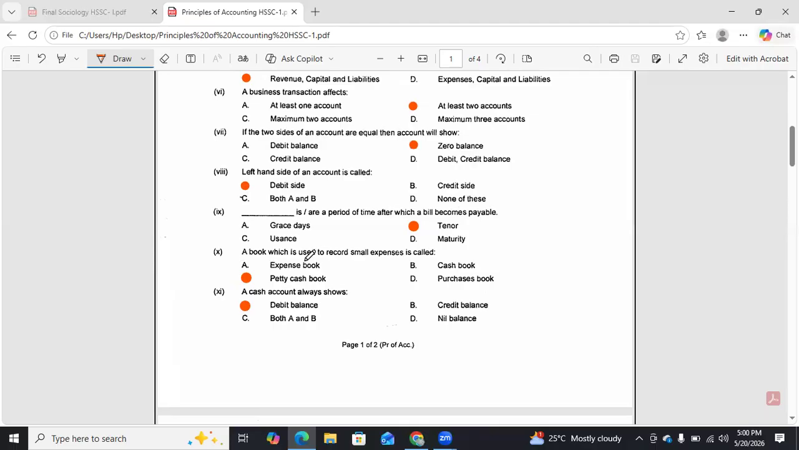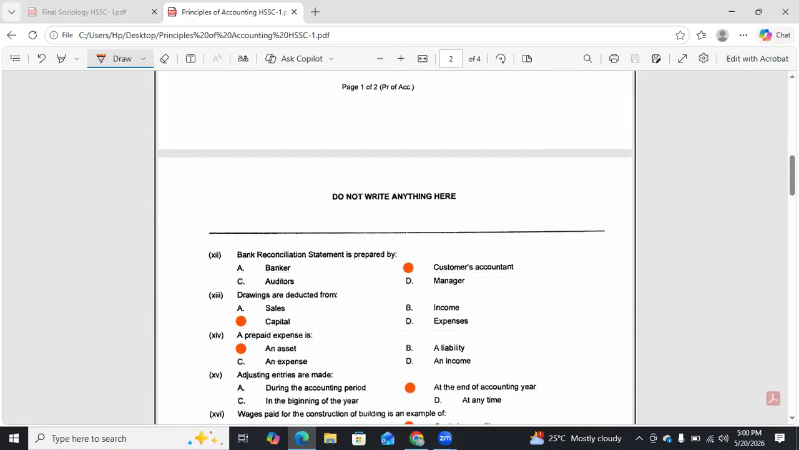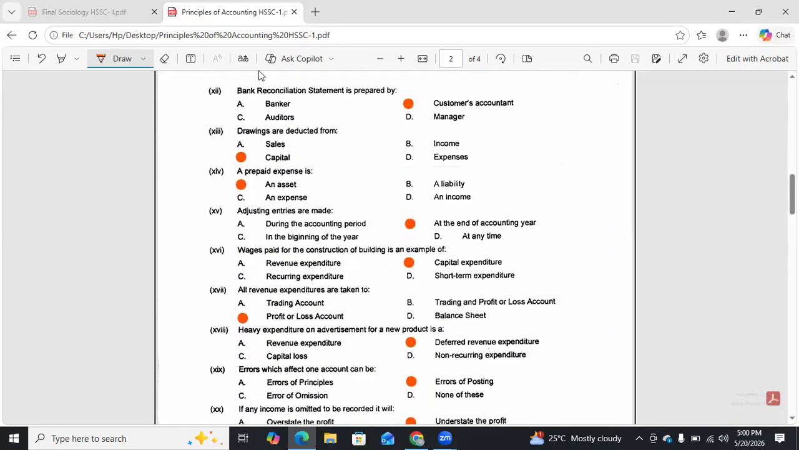A book which is used to record small expenses is called petty cash book. A cash account always shows debit balance. Bank reconciliation statement is prepared by the customer's accountant. Drawings are deducted from capital. A prepaid expense is an asset.